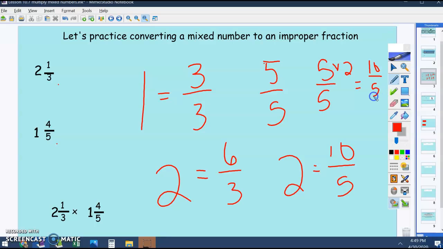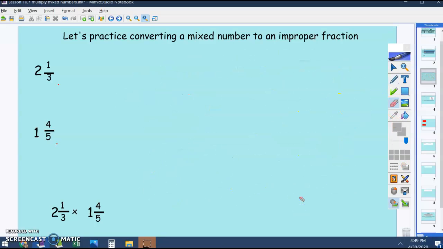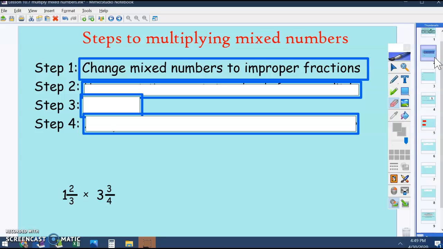then I would have 10/5. So hopefully converting a mixed number makes sense to you. Let's look at the next step. After we change our mixed numbers to improper fractions, I would do this.